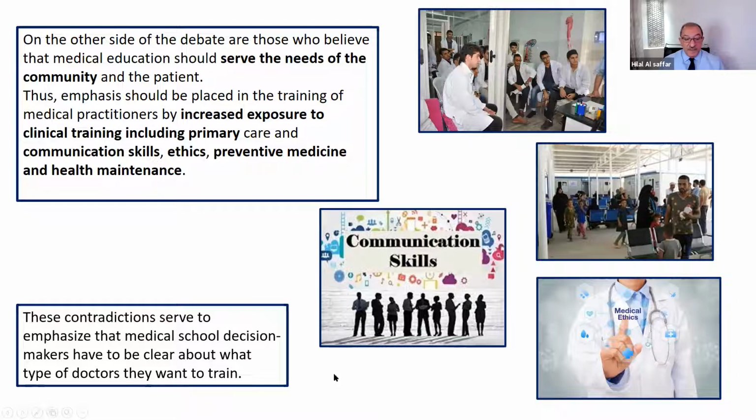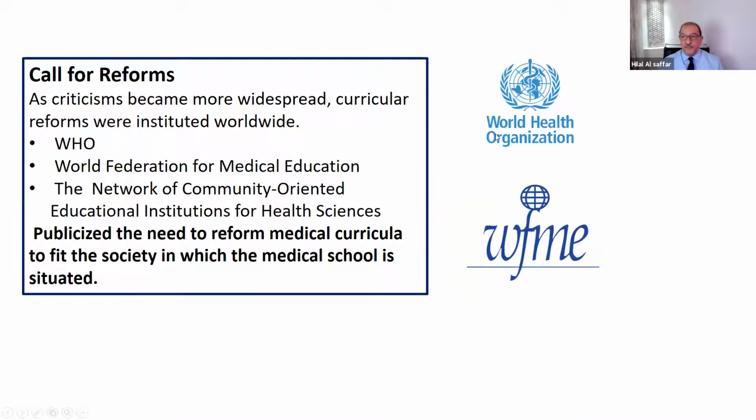Now, these contradictions serve to emphasize that medical school decision makers have to have a clear idea about what kind of doctors they want to graduate. This is very important. Every medical school policymaker has to sit and think deeply about the mission statement and the specification of the graduate they want to deliver in the future.